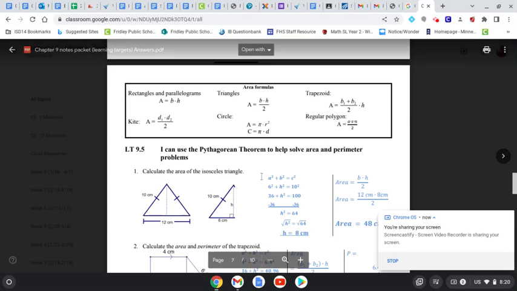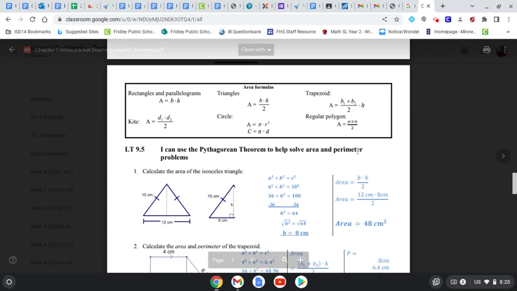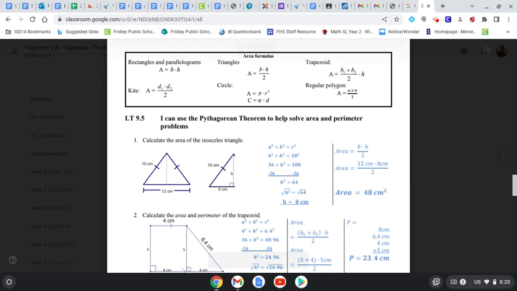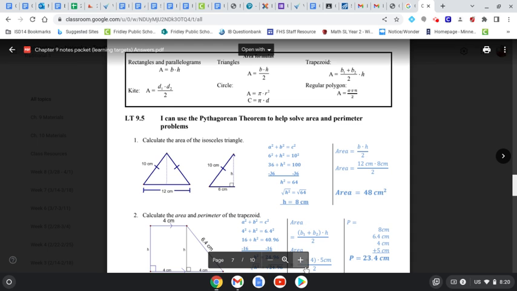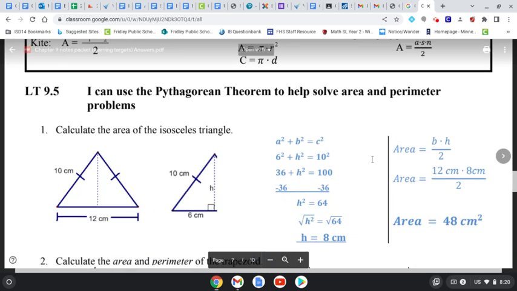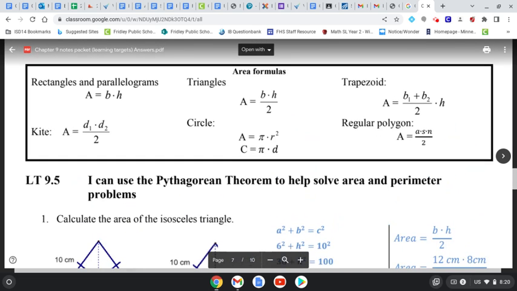Hello, everybody. Welcome back to lesson 9.5. We are going to have about 3 more lessons in chapter 9, and then we're going to be taking a test and doing a project. So this lesson is a lot of review.